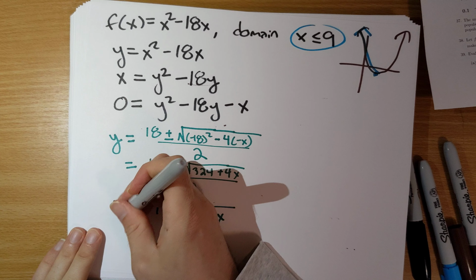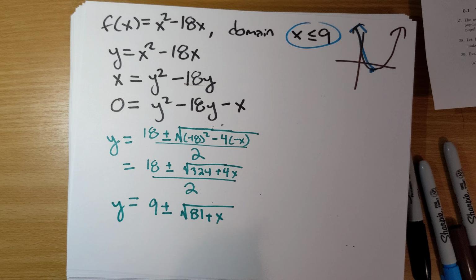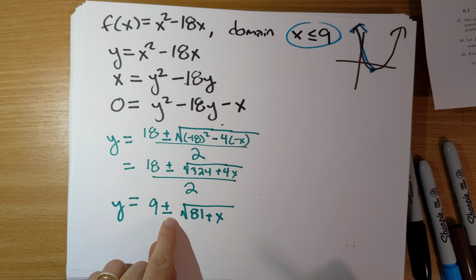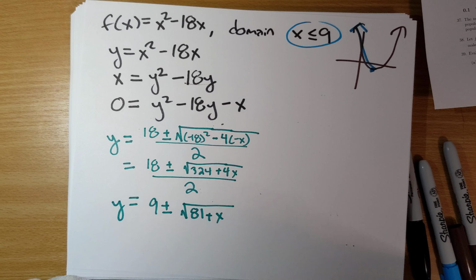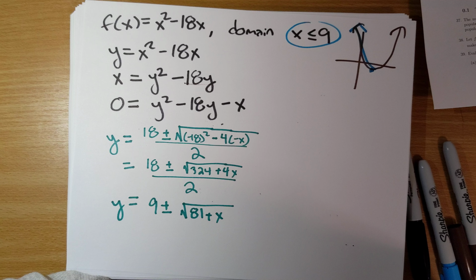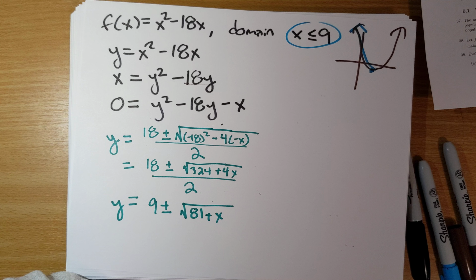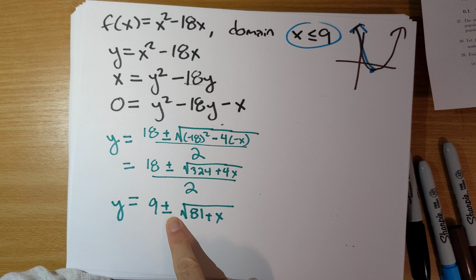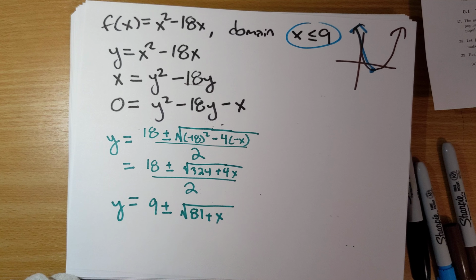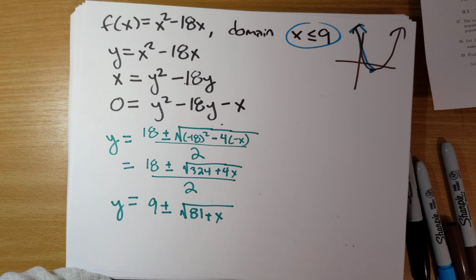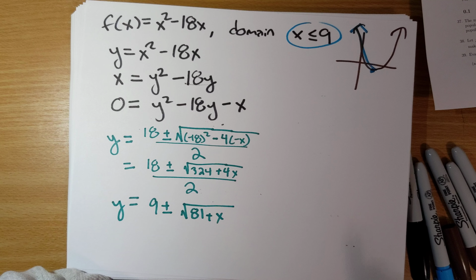So the answer that we came up with is y is equal to 9 plus or minus the square root of 81 plus x. This is not a good inverse function formula because for a given value of x, we get two outputs. If x is 1, we get y equals 9 plus the square root of 82, and we get y equals 9 minus the square root of 82. How do we patch this up?